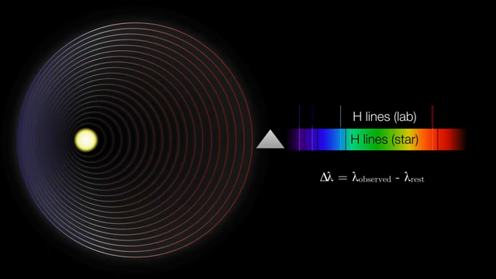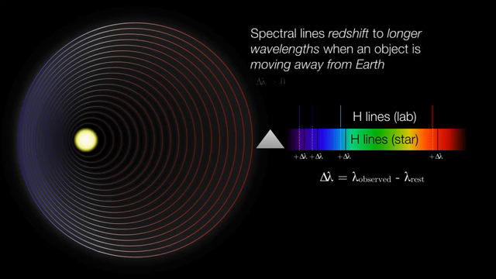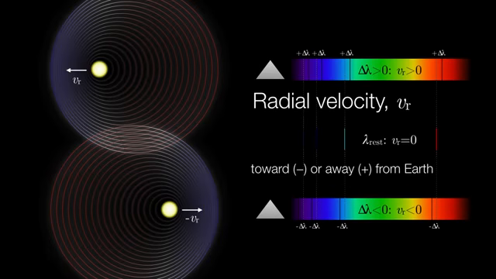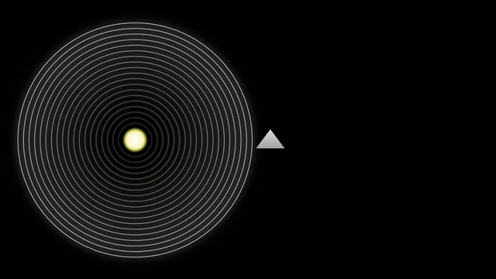On the other hand, if the star is moving away from us, now the spectral lines of the star are going to be red shifted. If we subtract the rest wavelength from the observed wavelength, we now get some positive number. So spectral lines will always red shift to longer wavelengths when an object is moving away from Earth, and its Doppler shift is going to be positive in value. So the velocity of a star's motion toward or away from us is called radial velocity, and we give that a negative value when it's approaching Earth and a positive value when it's moving away from Earth. This means that the greater the Doppler shift, the greater its radial velocity is going to be.